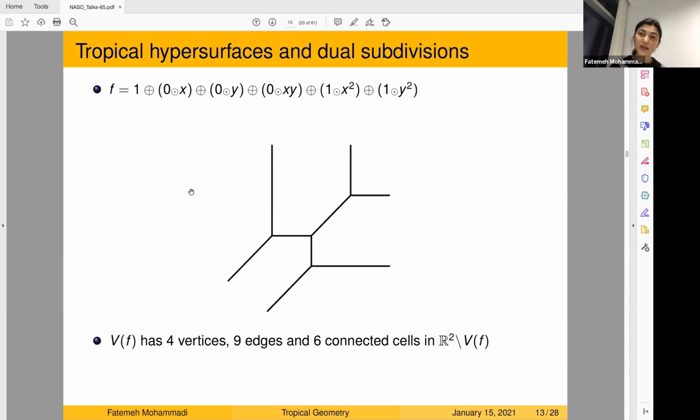Here is another example that you can maybe try later. I start from a polynomial which has 1, 2, 3, 4, 5, 6 terms. The first term is 1, so this is 1 times x to the 0, y to the 0. The second term is 0 times x, which would be translated to 0 plus x. To draw the corresponding hypersurface, you take the minimum of these linear functions: 1, x, y, x plus y, 2x plus 1, and 2y plus 1. If you do this computation, that's the picture that you would see in the middle.